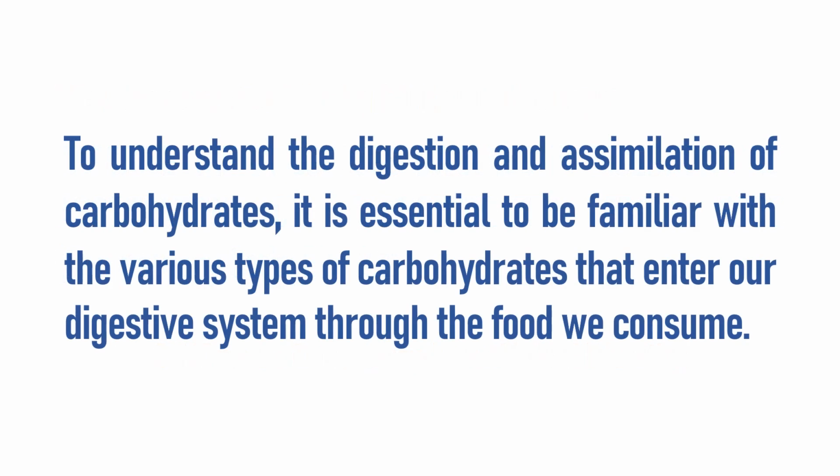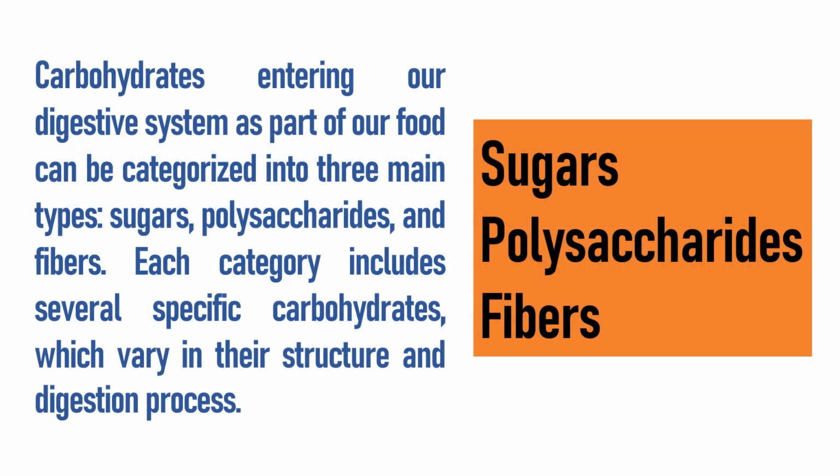To understand the digestion and assimilation of carbohydrates, it is essential to be familiar with the various types of carbohydrates that enter our digestive system through the food we consume. Carbohydrates entering our digestive system as part of our food can be categorized into three main types: sugars, polysaccharides, and fibers. Each category includes several specific carbohydrates, which vary in their structure and digestion process.